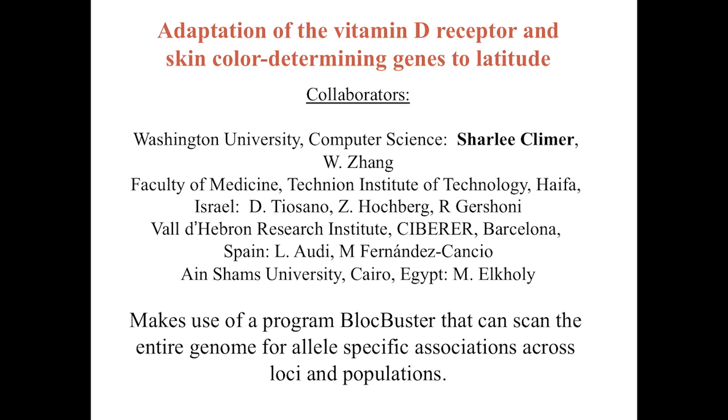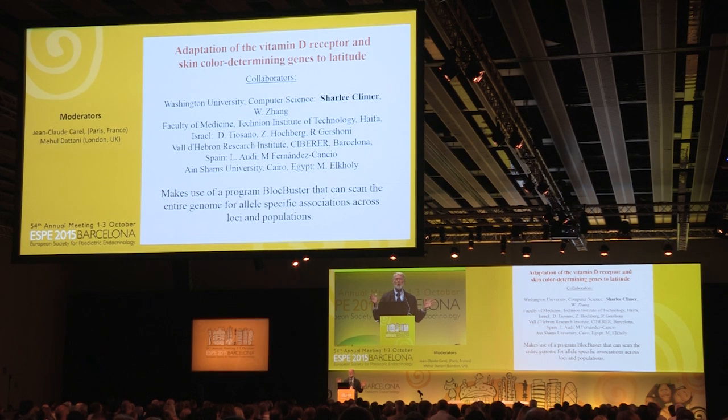And I put Charlie in bold because she's the one who came up with this idea of a new computer program called Blockbuster, which I and Wingxiao Zhang helped modify a little bit, but she's the real genius behind it, that is so efficient it can scan all pairwise combinations, literally of millions of SNPs, and look for associations between specific alleles all across the genome. We've already applied this to some disease research, but I'm going to talk about it now with respect to skin color.